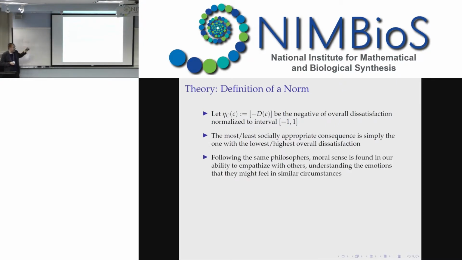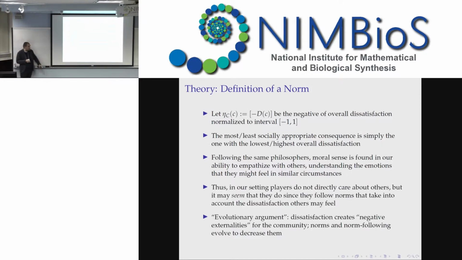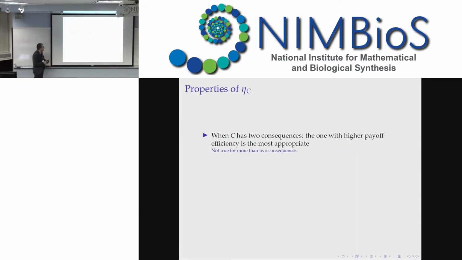Following the same ideas of the same philosophers I just mentioned, they also talk about empathy. So you can think of it as, I feel that this situation is not appropriate because many other people are dissatisfied with it. What is different between our setting and previous ones is that we do not assume that people care directly about utility of others. We only assume that they care about general dissatisfaction of the whole group, and this is how utility of others enters their utility. So not directly, but through the norm. I will not talk about this. We can discuss this later.